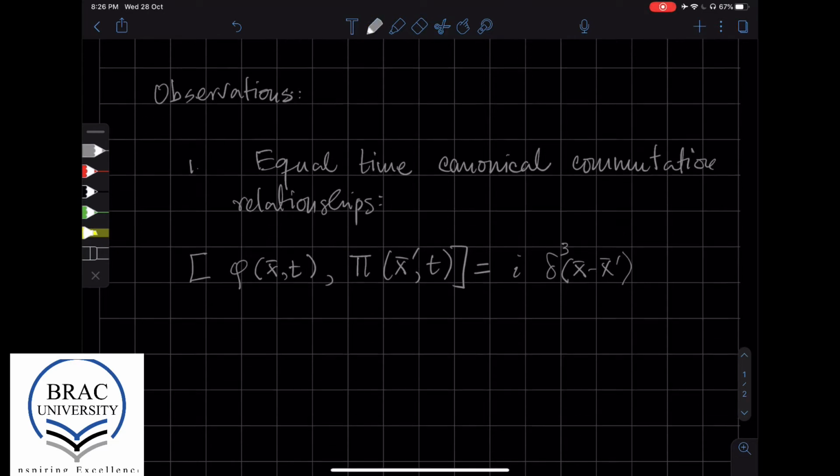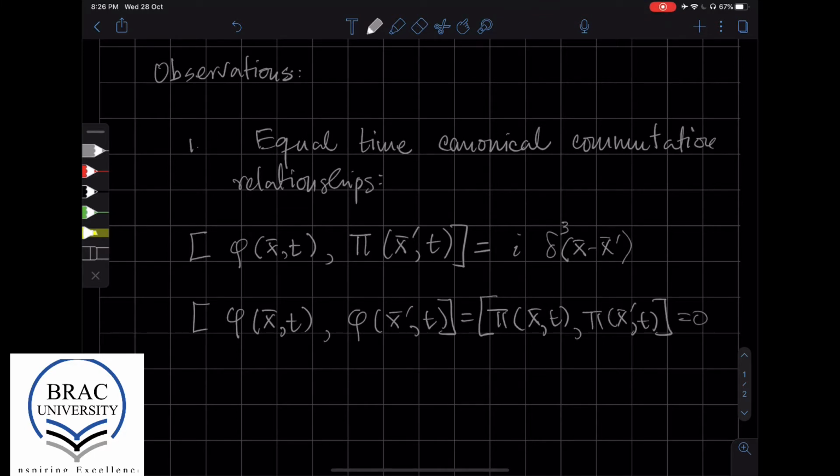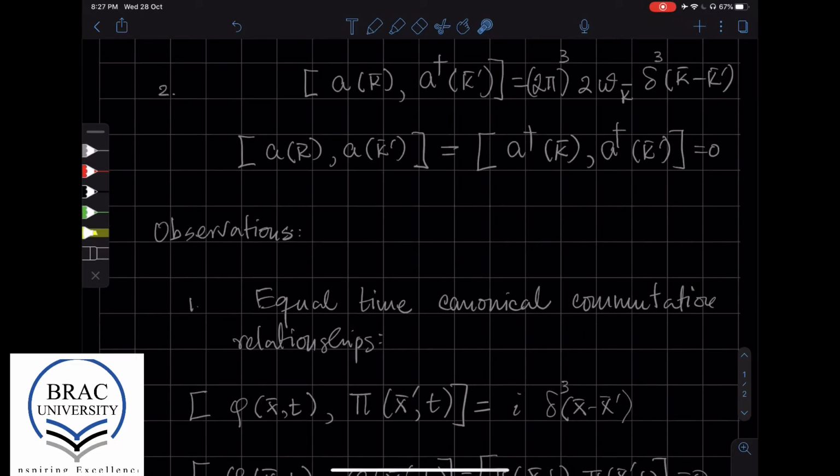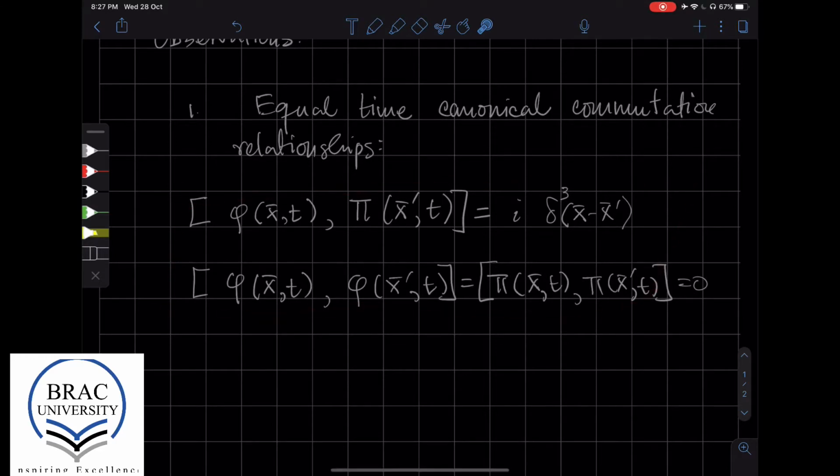That's given by i times the three-dimensional delta function of x minus x prime. We also had that the equal time commutation relationship between phi and itself, as well as the equal time commutation relationship between pi and itself, vanish. Two sets of commutation relationships, these ones and these ones, are equivalent and they are connected by Fourier transform. And the Fourier transform formulae were given in the last lecture.